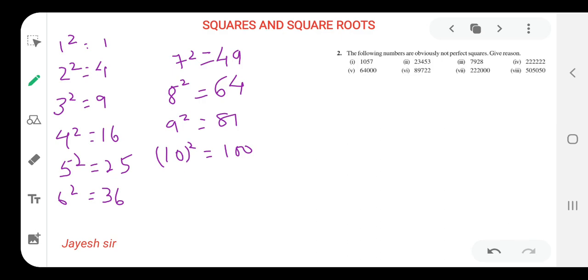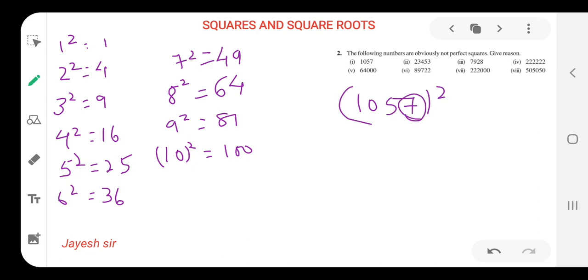1. Yes friends, 1. Now here the numbers that are given are squares. What is to be given? The following numbers are obviously not perfect squares. Why are they not perfect squares? 7 is at the unit place. Based on the unit place, only the unit place we need to identify and solve.